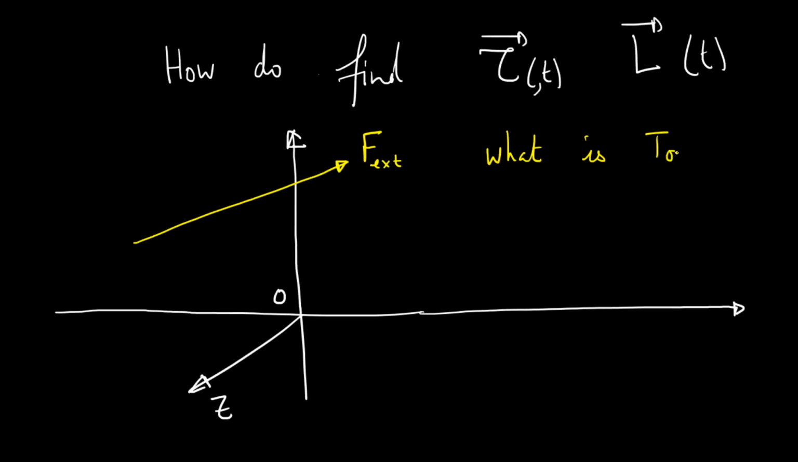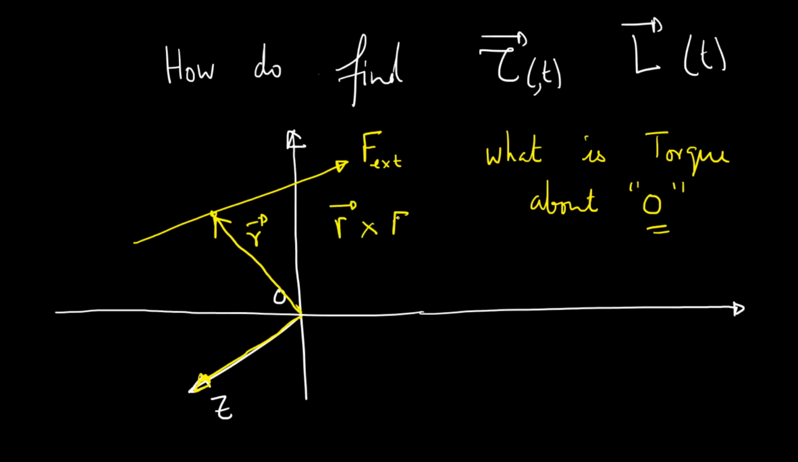Okay, so the correct question to ask is, what is the torque about this coordinate system, or about O? So really you have to tell me the origin of the coordinate system, and then I'll draw this position vector, and then I'm done. It's R cross F.